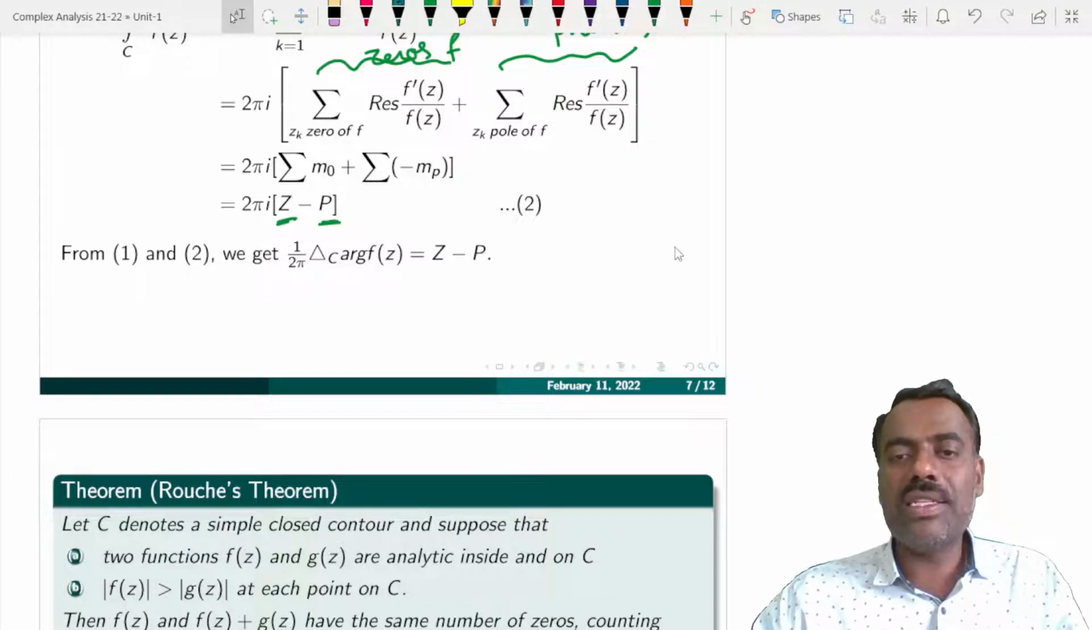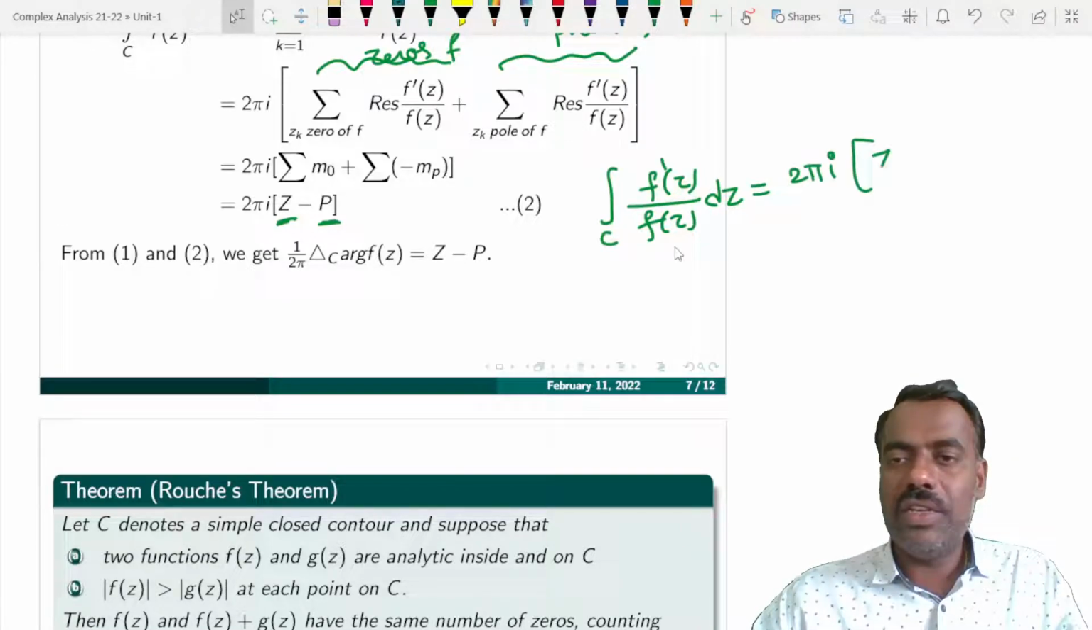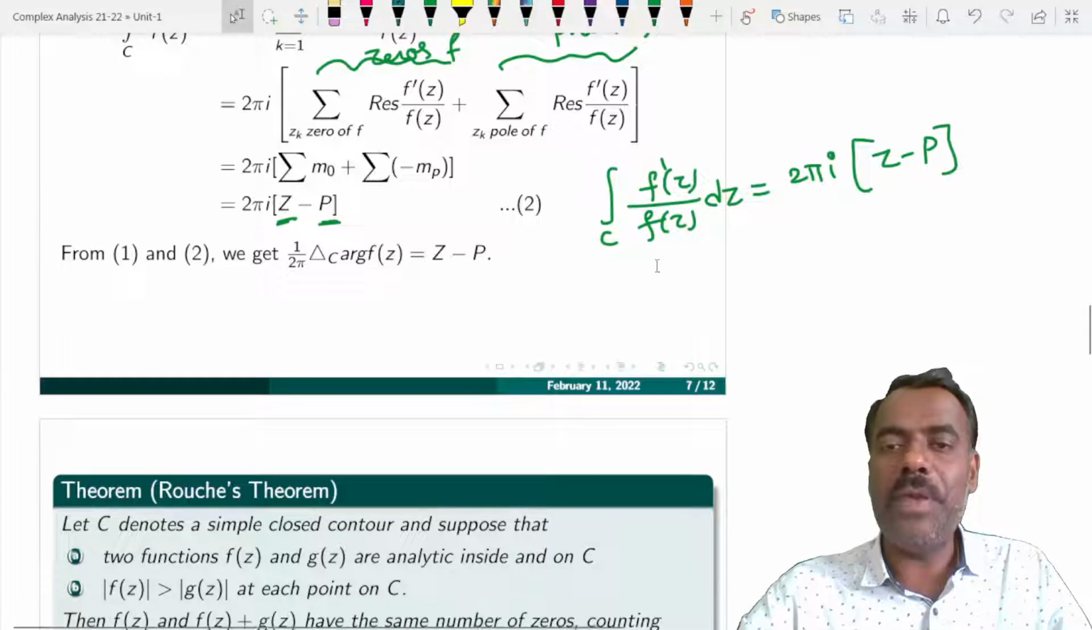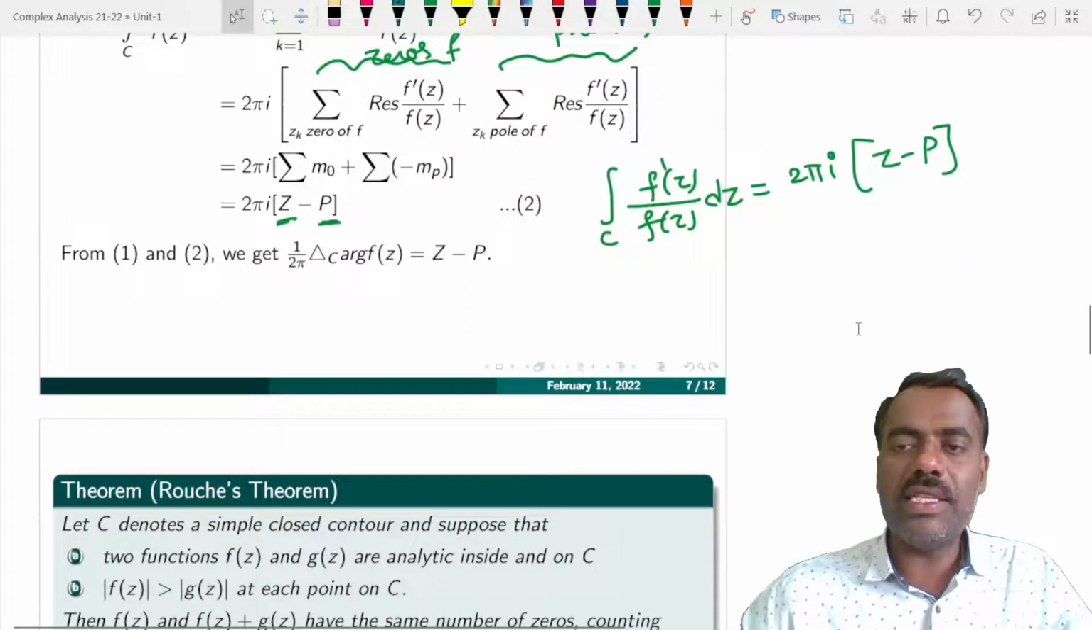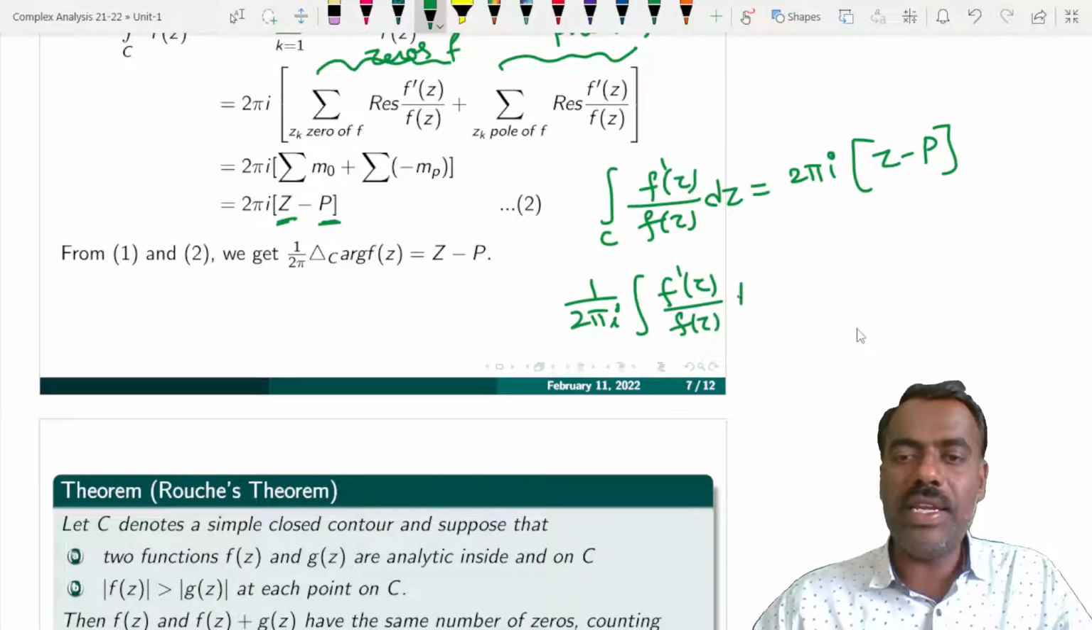So what we have here is the integration over C of f dash of z upon f of z dz is 2 pi i times the difference of this, z minus p. Okay, so if we bring this here, what we will get is 1 by 2 pi i, integration of f dash of z over f of z dz. This is simply z minus p.